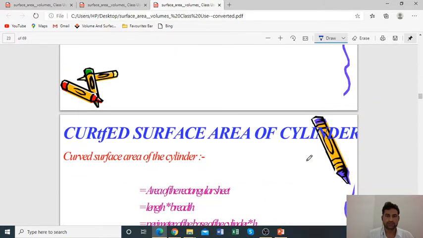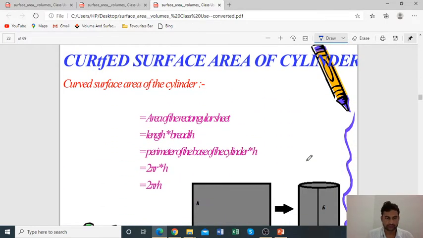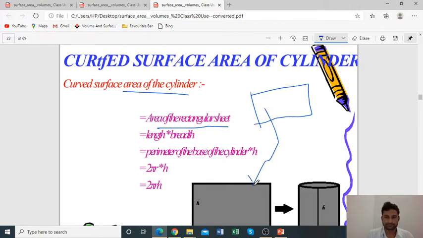First, the curved surface area of a cylinder. The curved surface area of a cylinder means the area of a rectangular sheet, because you know that a cylinder is made by a rectangular sheet. The curved surface area of the cylinder is equal to the area of the rectangular sheet.